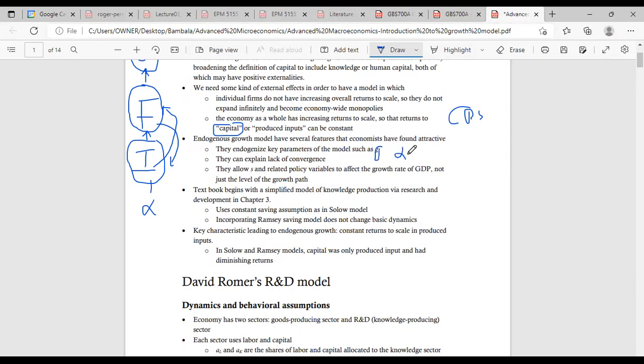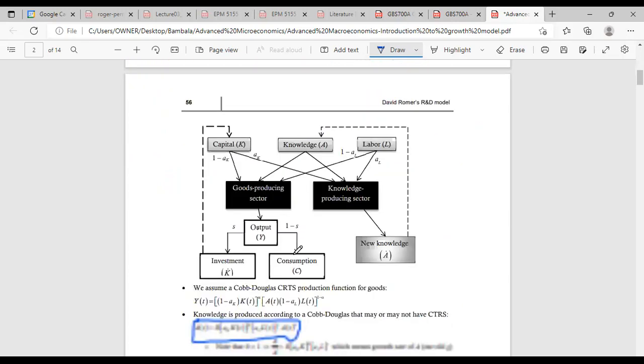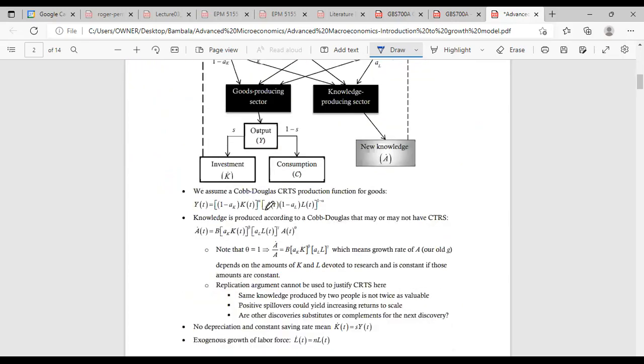It could be alpha, it could be tau, it could be lambda, it could be anything. Okay, this can be in whatever form. So it endogenizes key parameters. Given that we have a model, like for example this one which we had here, it's endogenizing. Remember, these are constants. This is capital. This is knowledge. This is labor as well. All right, but we'll get to this soon.